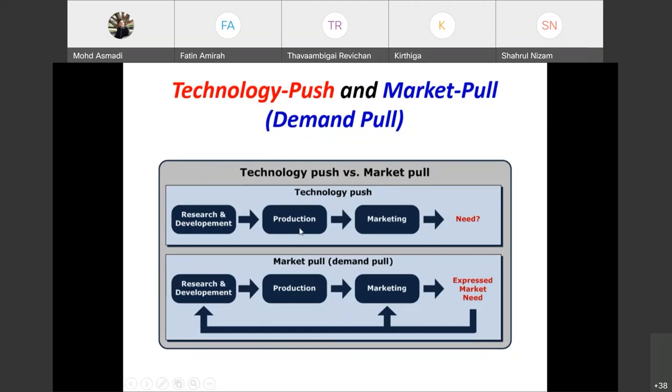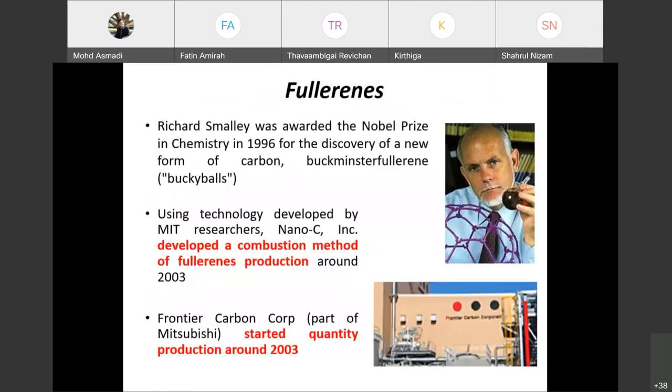Another example is in terms of novel carbon materials, fullerenes, and also graphene. Graphene is currently in progress, and many researchers are working on it. Even for my research, my research team is thinking to produce graphene through a thermal technology process, by using a microwave plasma reactor.